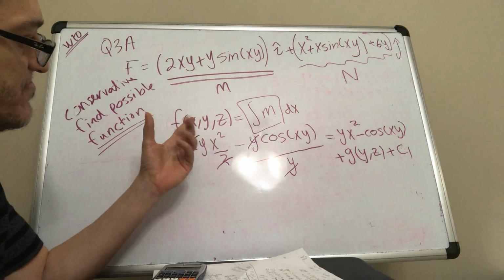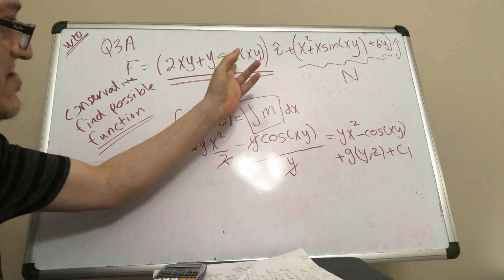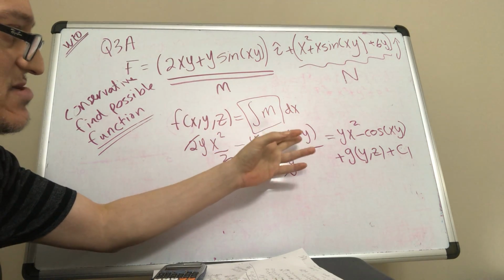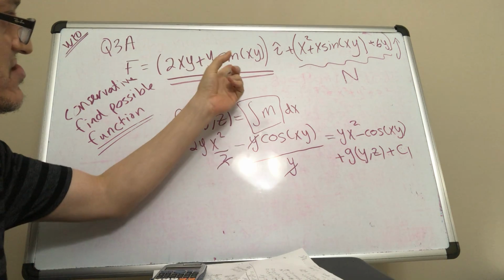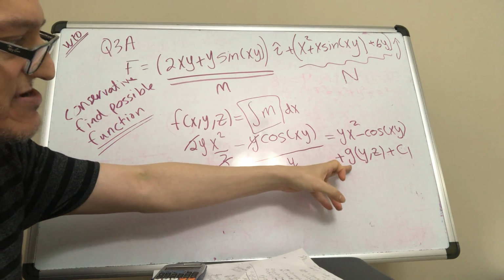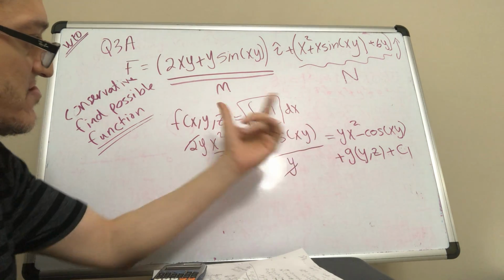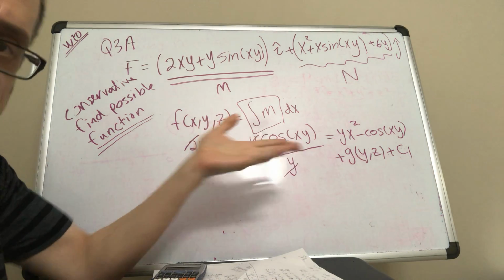So first step, you say my function and integrate this with respect to x, plus a function in terms of the other two variables, plus a constant.